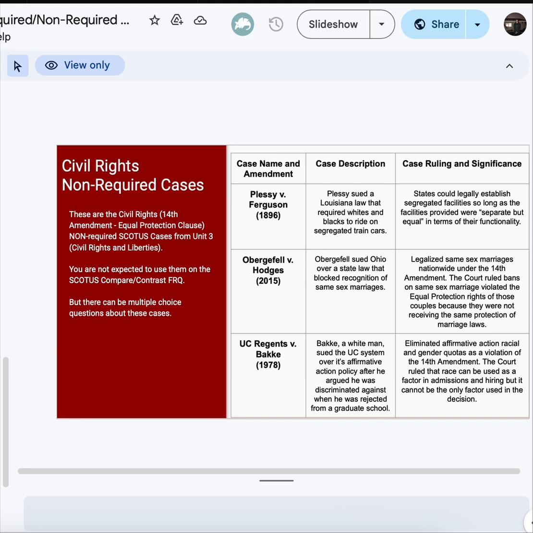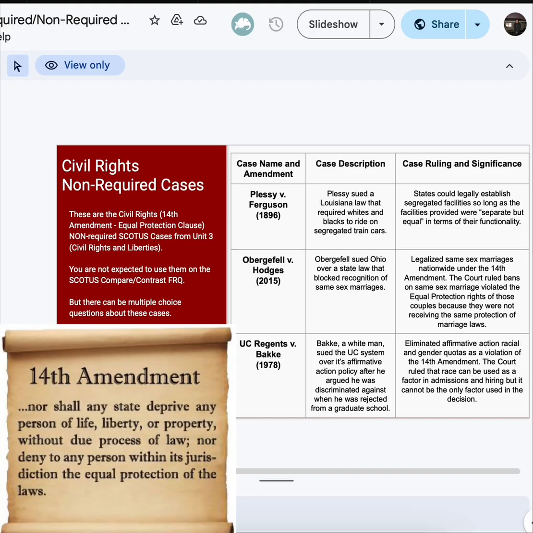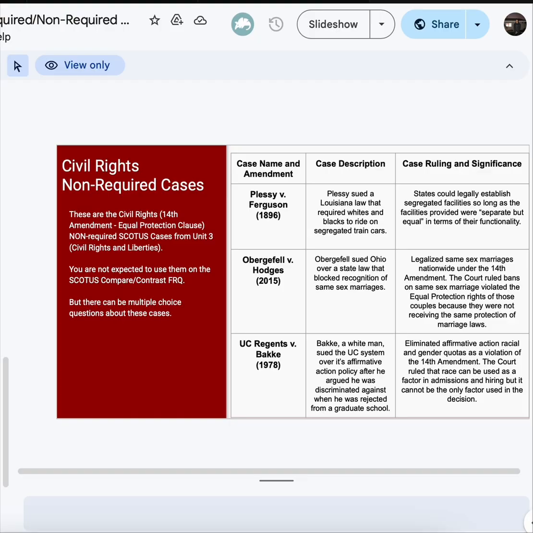Obergefell v. Hodges, the key principle for this one would be the 14th Amendment, which is the due process and equal protection clauses as well. Case summary: Obergefell sued the state of Ohio after it refused to recognize his same-sex marriage. He argued that the ban violated his constitutional rights, and the Supreme Court ruled that same-sex couples have a fundamental right to marry, and the state bans on same-sex marriage violated the equal protection and due process clauses of the 14th Amendment.